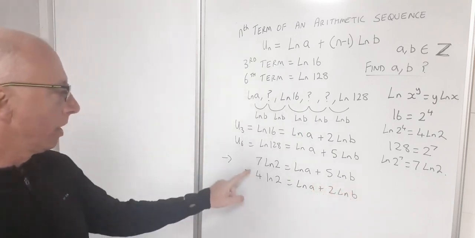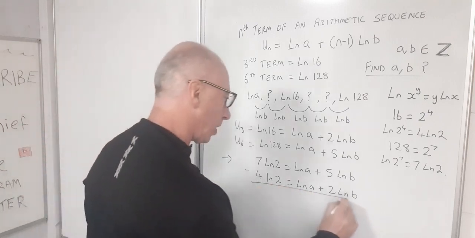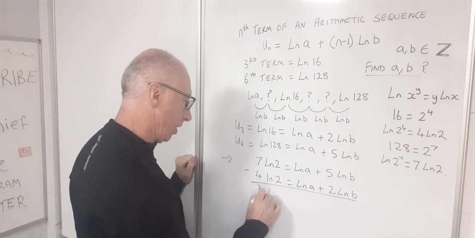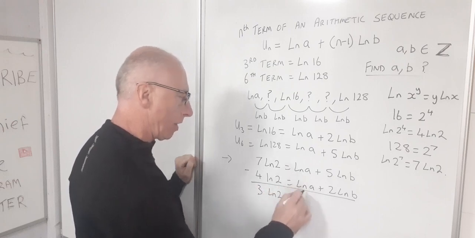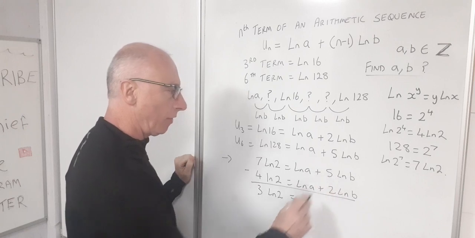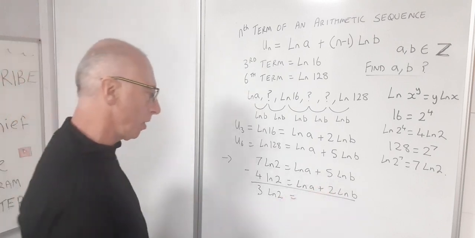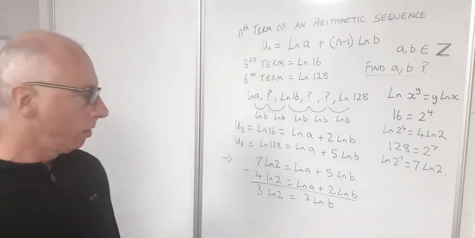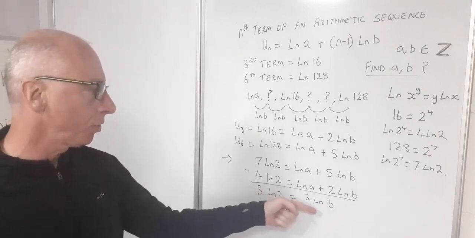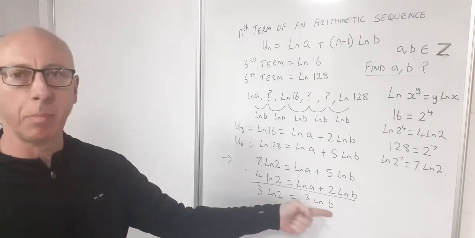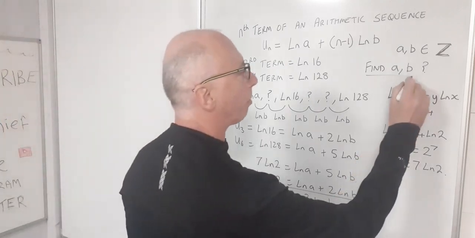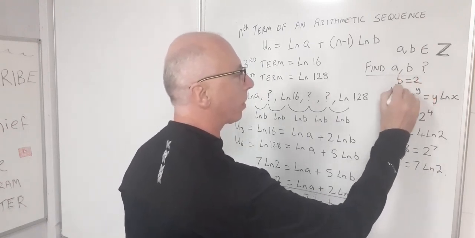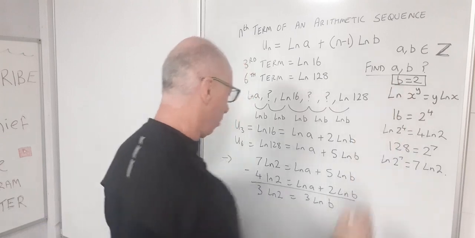Okay, right, let's subtract them. 7 minus 4 gives me 3. 3 ln 2's. Subtract those, they disappear. 5 log b minus 2 log b gives me 3 log b. Okay, well, we've got 3 log 2 equals 3 log b. So straight away I can see b equals 2. So b equals 2. Let's write that on here. That's our first solution, b equals 2.